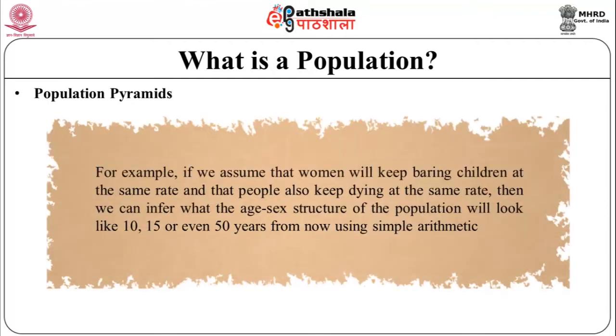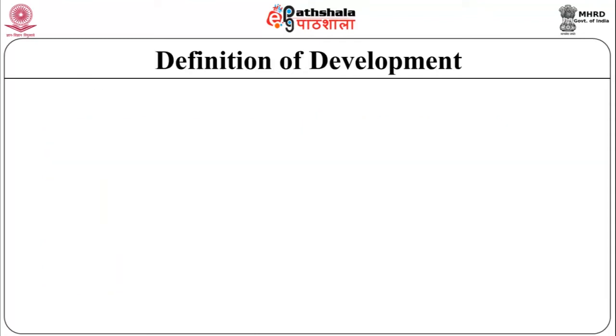For example, if we assume that women will keep bearing children at the same rate and that people also keep dying at the same rate, then we can infer what the age-sex structure of the population will look like 10, 15, or even 50 years from now using simple arithmetic.